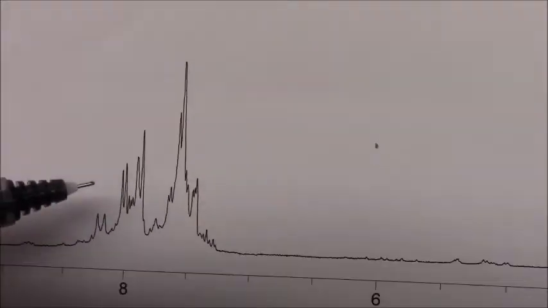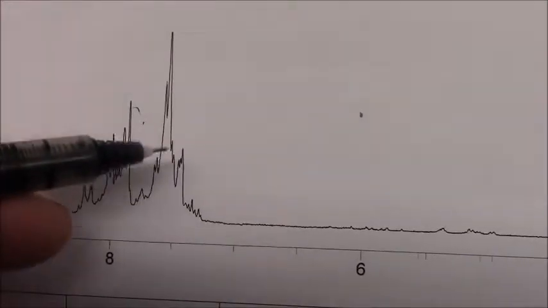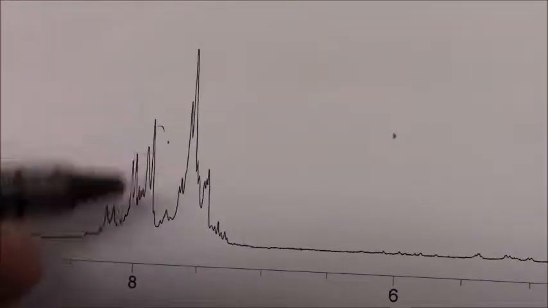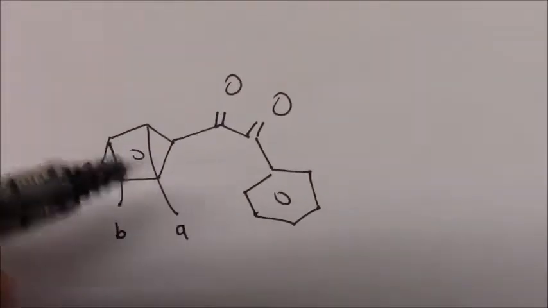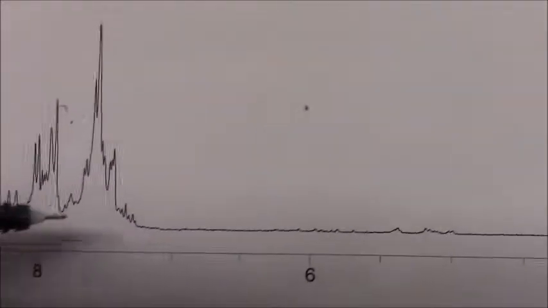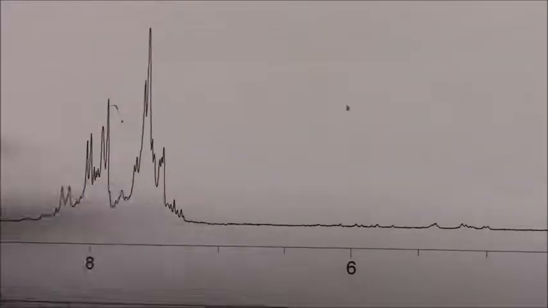Now, whoever did this one did not integrate. If it turned out that this blob was 2 hydrogens and this turned out to be 3, then you could say this blob, sort of a forest, could be called A, and then B and C would be this blob to the right. This is normally what it looks like.